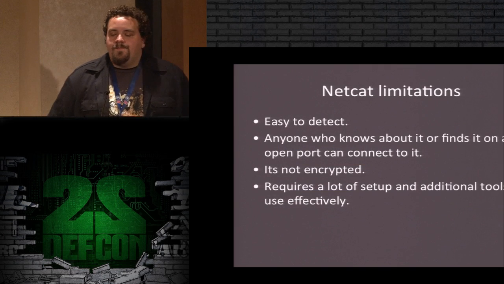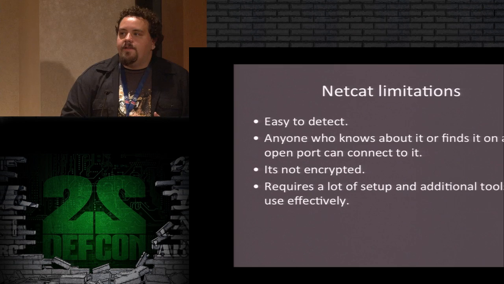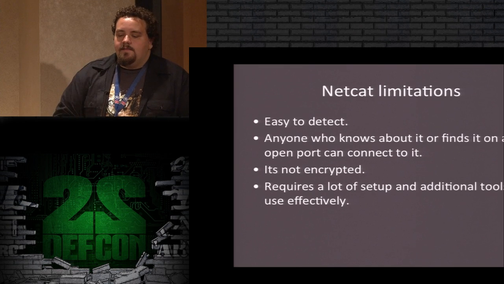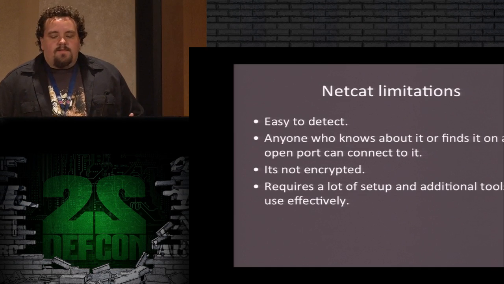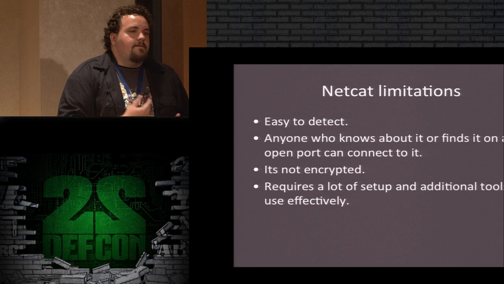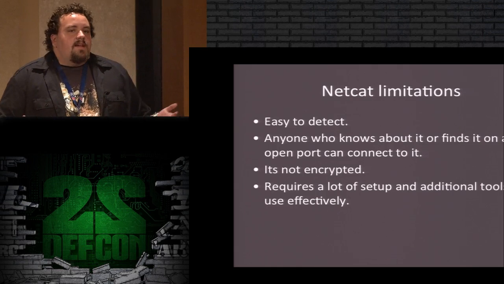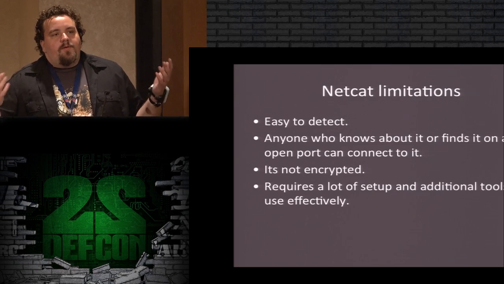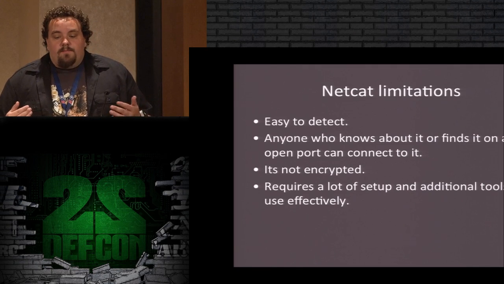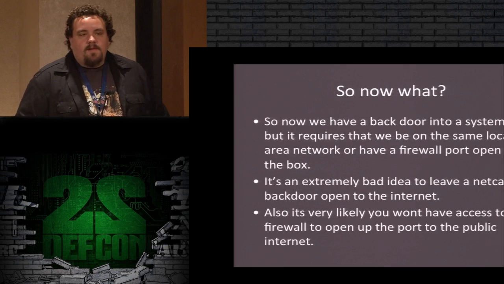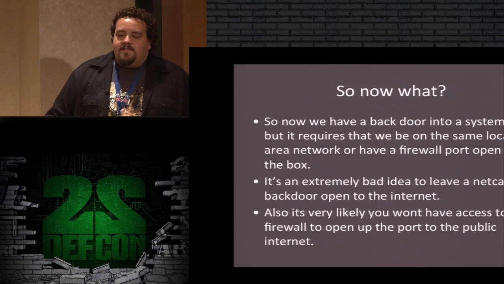So netcat. At this point, we've built a backdoor into both Windows and Linux, and we've got ways to get into it. But netcat's kind of rough, right? We can only connect to it if we're on the local area network. It's not encrypted. It's kind of dangerous to leave it open to everyone. I don't want to open a port on my firewall and allow access into it remotely, because that would be bad. It's not encrypted. So now what else could we do with this? How could we get past a firewall easily and get back to this netcat instance?